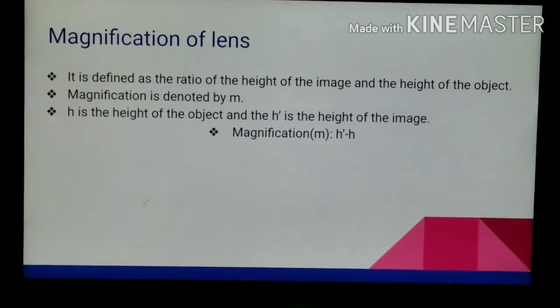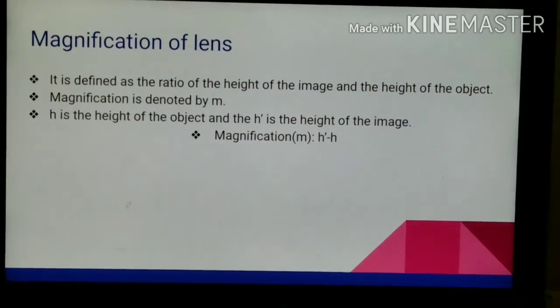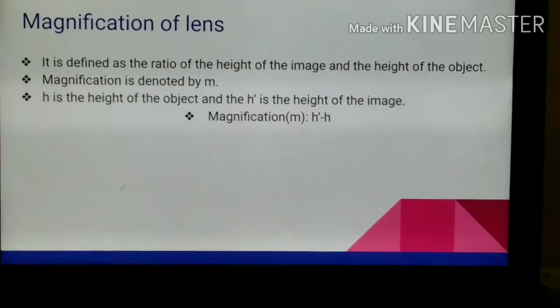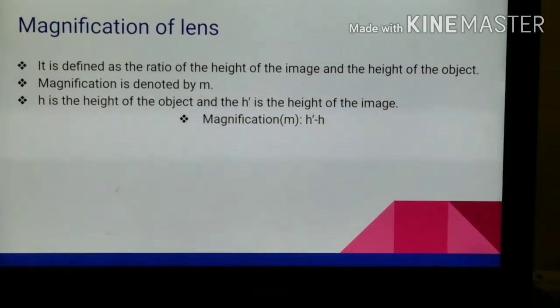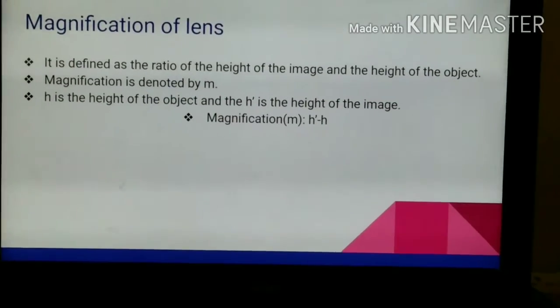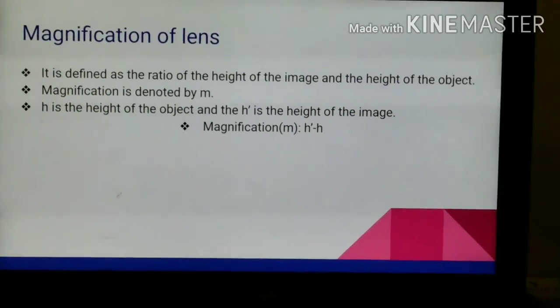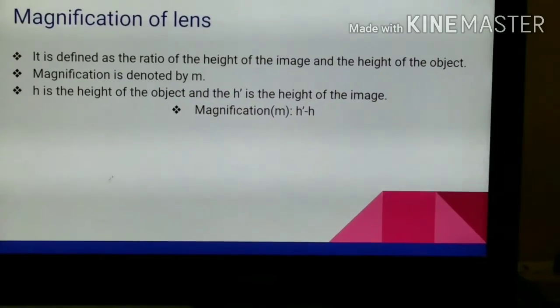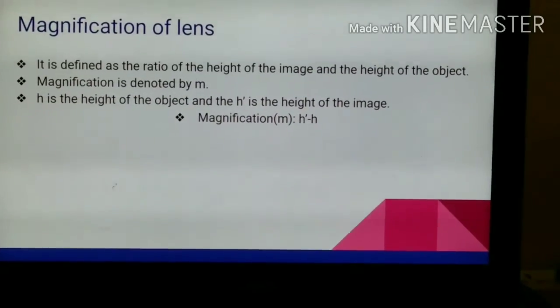Now let us discuss magnification of a lens. Magnification of a lens is defined as the ratio of the height of the image to the height of the object. Magnification is denoted by m. h is the height of the object and h1 is the height of the image. Magnification m is equal to h1 by h.